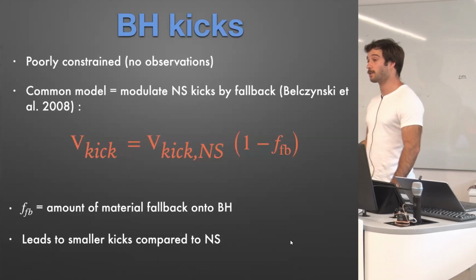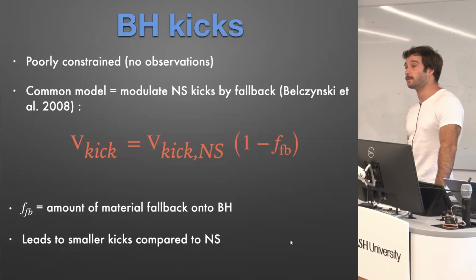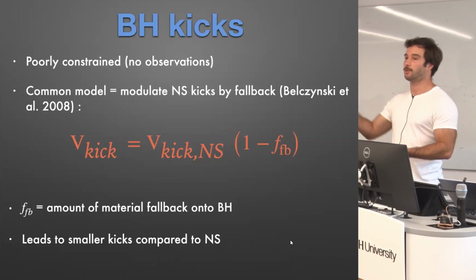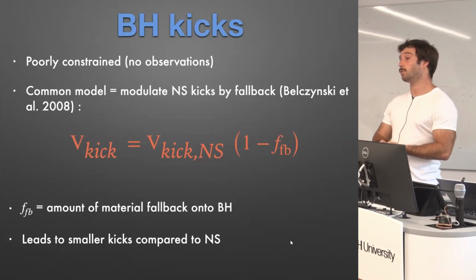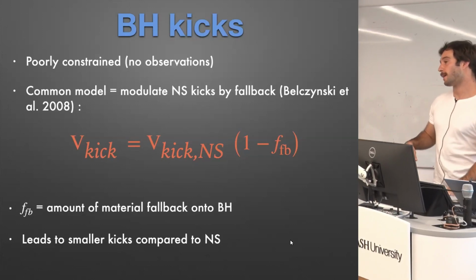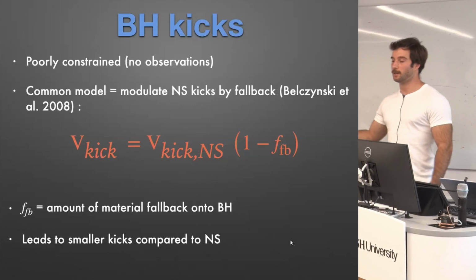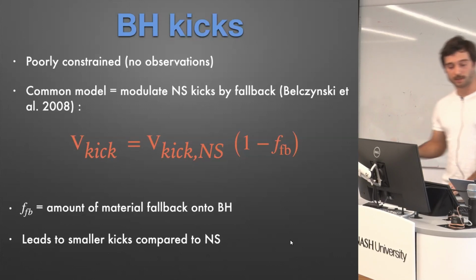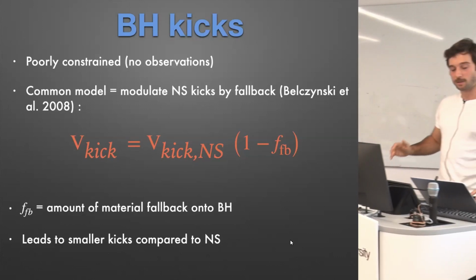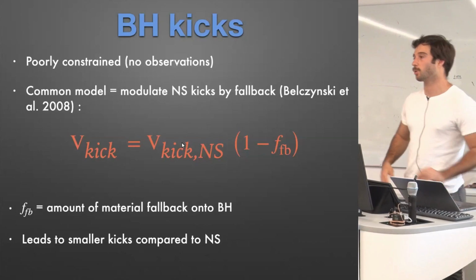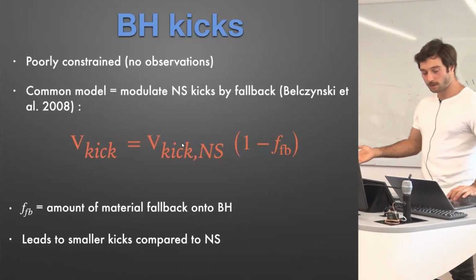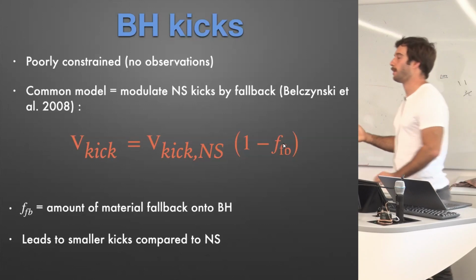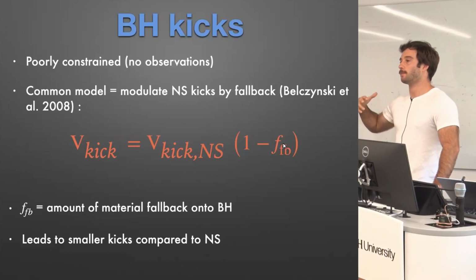A very common model is the so-called fallback modulated natal kicks. Basically, you take the neutron star natal kick distribution, like what I showed you in the previous slide, and then you modulate that based on how much mass falls back onto the black hole after the supernova has finished. And this is a very simple model. It's nice and neat because all you need to do is take this neutron star kick, which you draw from the Maxwellian distribution, and then you calculate this proportion of fallback, where F sub FB is the proportion of mass falling back onto the black hole.